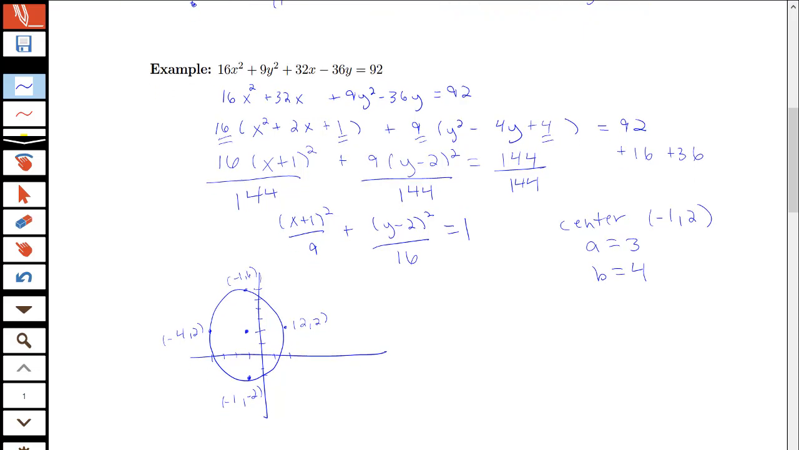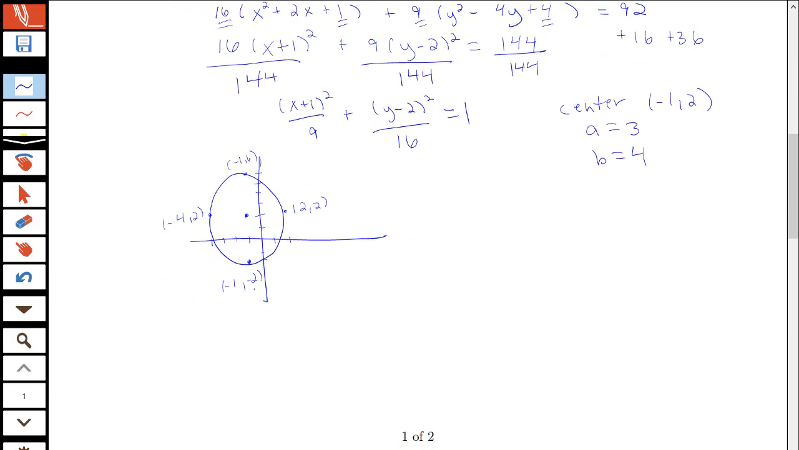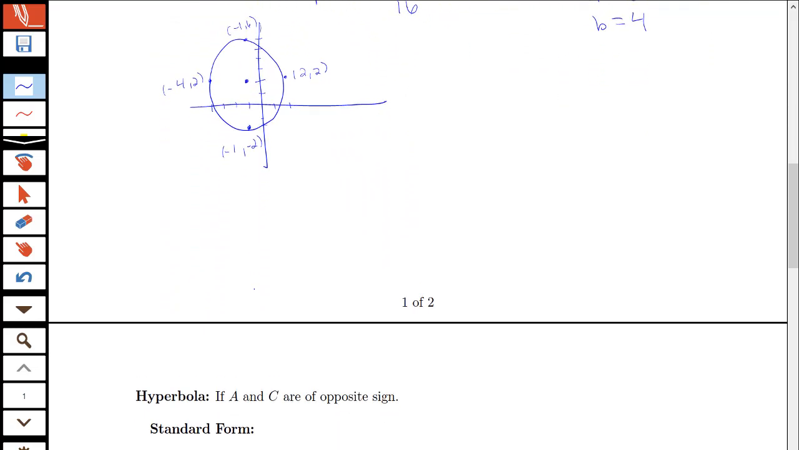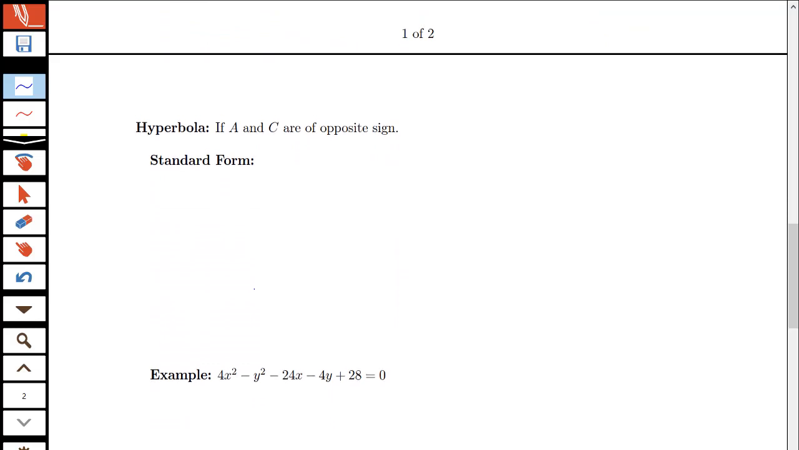So that's what we have for an ellipse, and we'll see that throughout these different problems, we're going to regularly be using completing the square to help us get that standard form. Okay, so let's look at what happens for our hyperbola case.